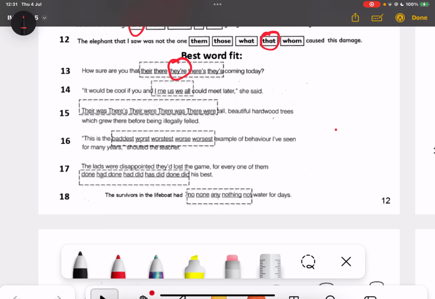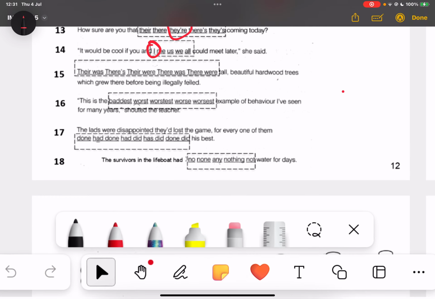14. It would be cool if you and something could meet later, she said. It would be cool if you and I could meet later, she said. 15. Something tall, beautiful hardwood trees which grew there before being illegally felled. Well, 15 is going to be there were. There is in the place and were because there's plural. So there were tall, beautiful hardwood trees which grew there before being illegally felled. So there were.